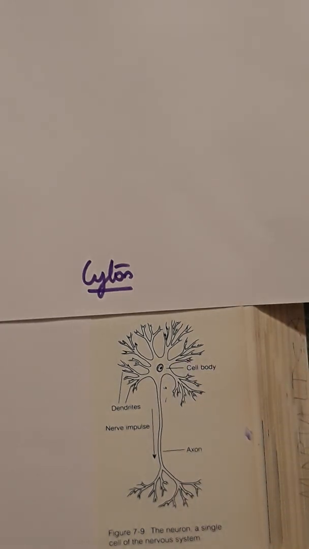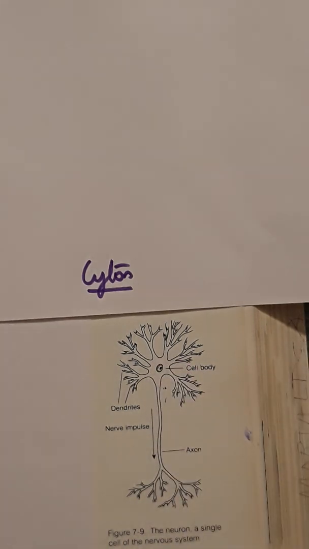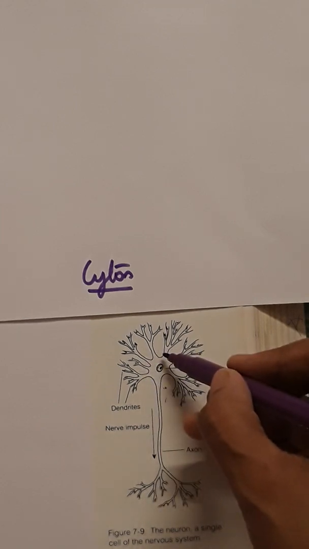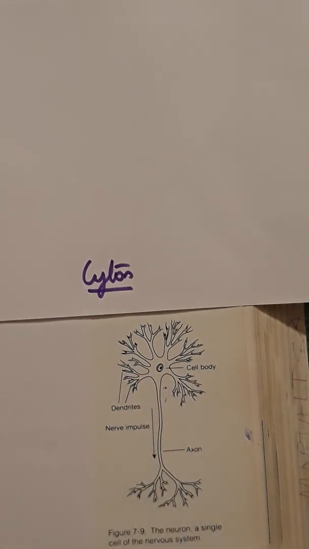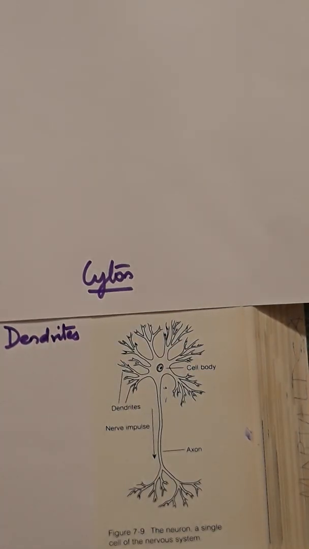It has smooth and rough endoplasmic reticulum. There are other organelles like the Golgi apparatus and the mitochondria. Okay, so the nerve cell has a main cell body which is called the cyton. Now from this main cell body or cyton arise these branch processes. These branch processes are called dendrites.